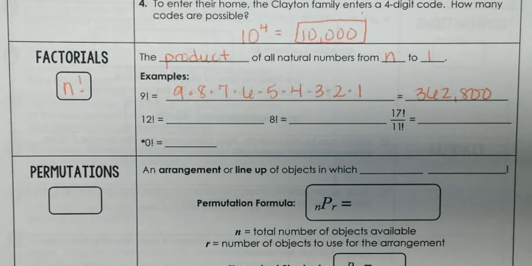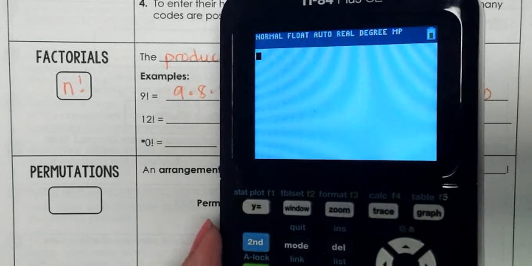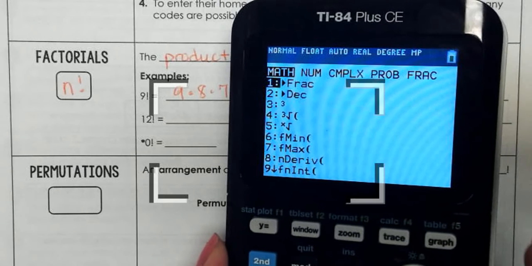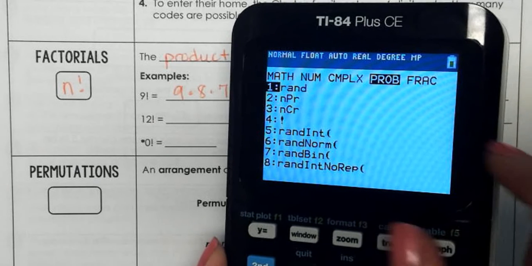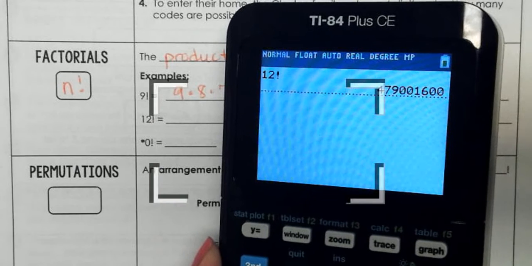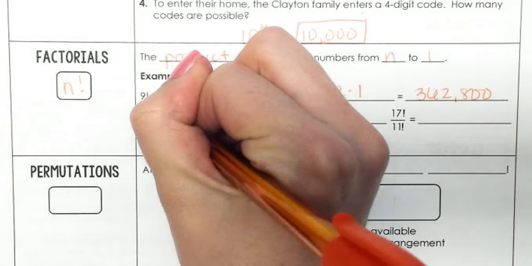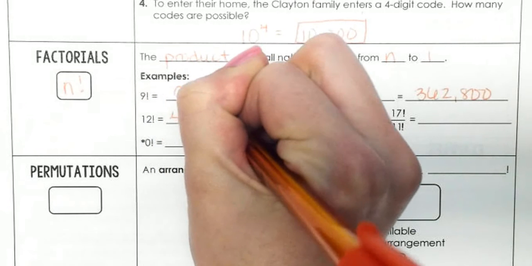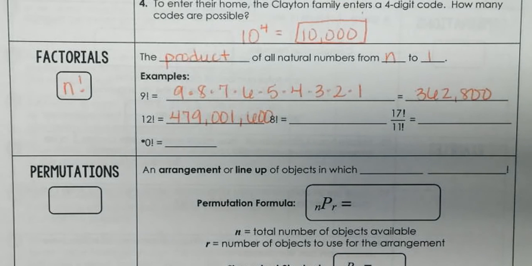Okay, I'm going to show you how to do it on your calculator to make it a lot faster though. So 12 factorial, you could write it all out, or you can hit 12 in your calculator. Go to math. You're going to scroll over to the right where it says PROB at the top, and then scroll down to number 4 where the exclamation mark is, and hit enter. Write that number down. You get 479,001,600.